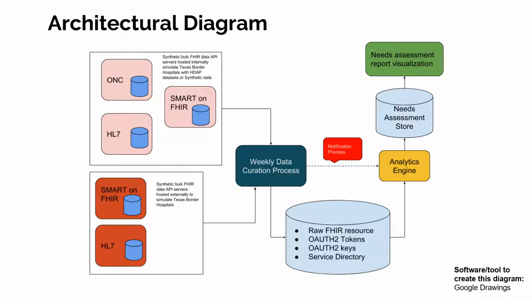Once that happens, there should be some sort of RPC to the analytics engine that will crunch the curated FHIR resources and populate the analytics database with the needs assessment model for the given time frame. Some of the data that we'll store in this process are raw FHIR resources, OAuth tokens, OAuth keys, and service directory. Then the client application can call whatever API we wrap around the analytics database to populate the visualization.